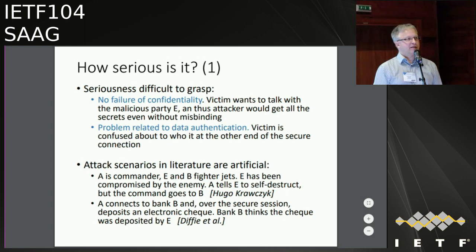The attack scenarios in the literature seem a little bit artificial to me. One example from Hugo Krawczyk is this: A is a commander and E and B are fighter jets, and the commander suspects that the fighter jet E has been corrupted by the enemy, and therefore sends a command to E to self-destruct. But because of the misbinding attack, this command actually goes to B. So the wrong fighter jet self-destructs. This is not really something I can easily relate to my experience of everyday use of IoT devices, for example.